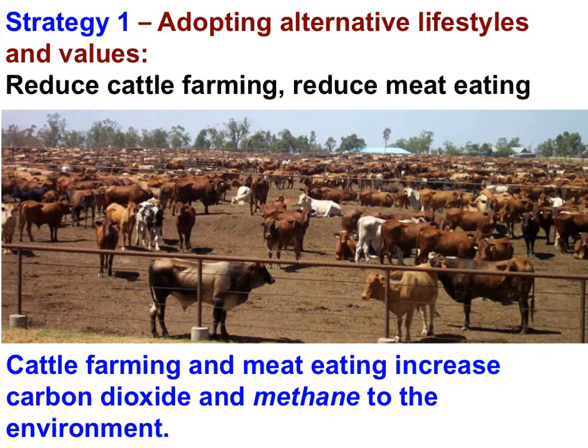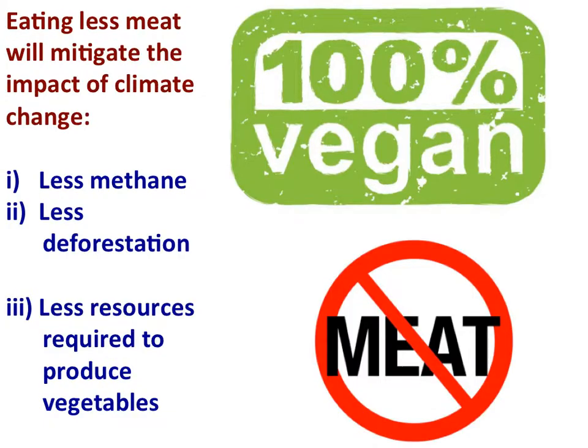Alternative lifestyles and values. Strategy 1. Reduce meat eating to reduce methane emissions. Eating less meat will mitigate the impact of climate change. There would be less methane, less deforestation, and less resource required to produce food because we would not lose energy as we fed animals. Ode to the second law of thermodynamics.